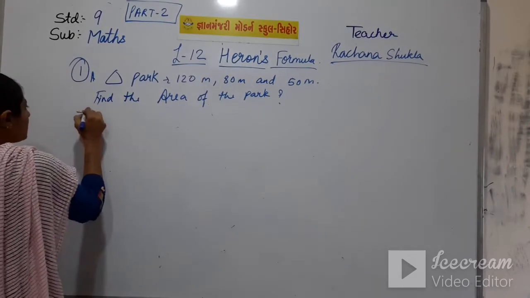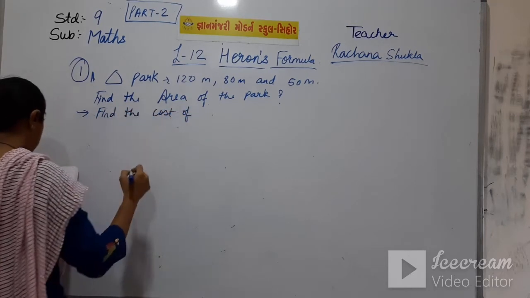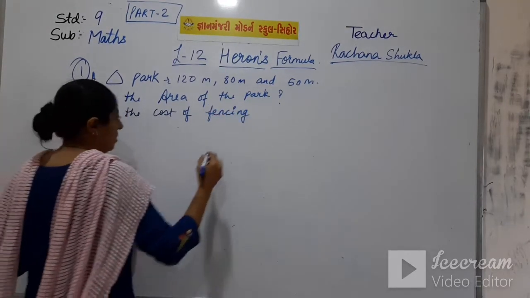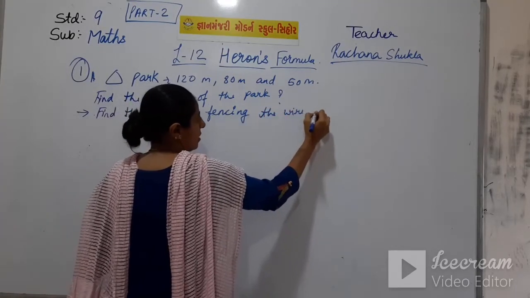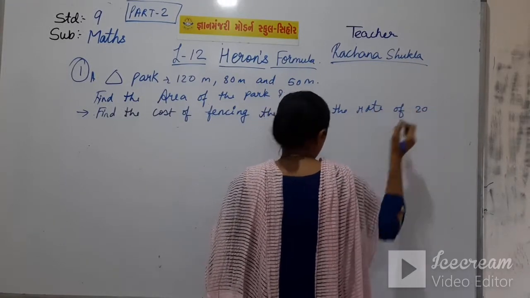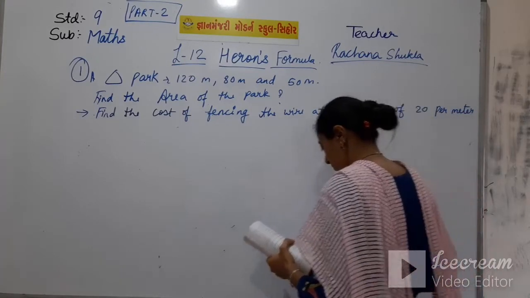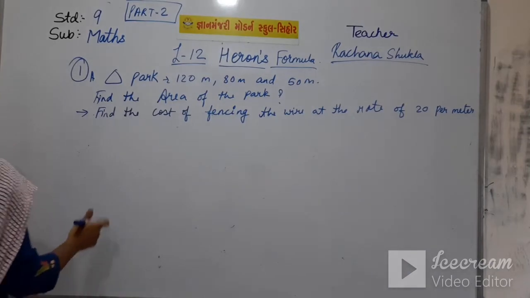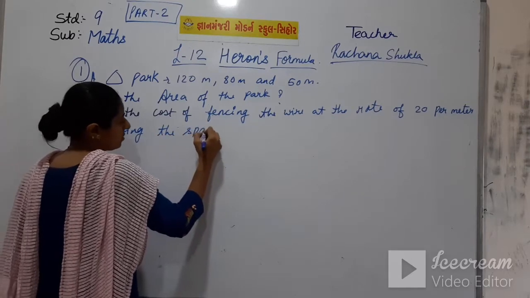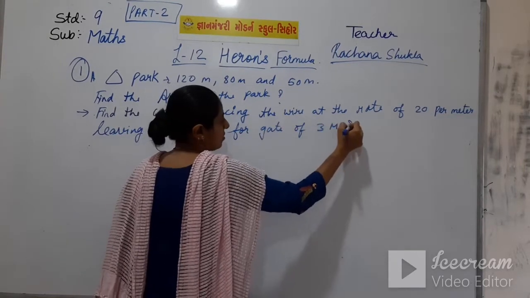Then the second one is, find the cost of fencing the wire at the rate of 20 per meter. And there is a gate, leaving the space for gate of 3 meter.